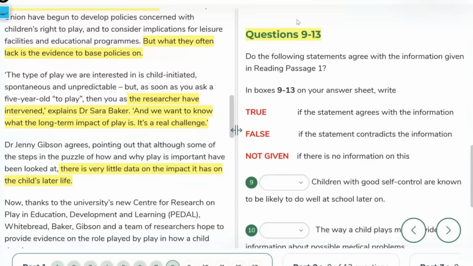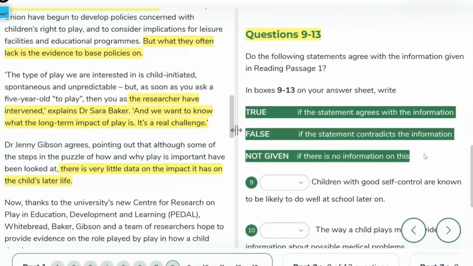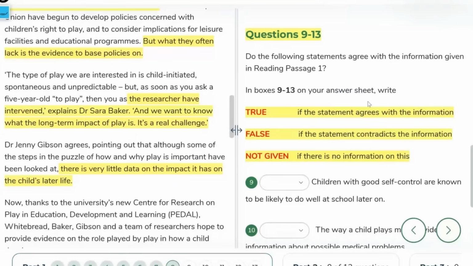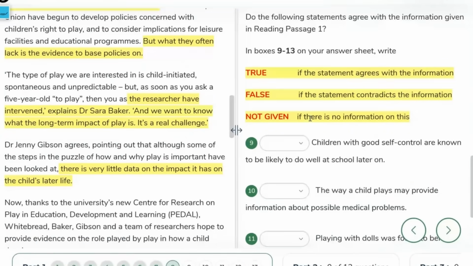True, false, not given is a very important question type. In every IELTS exam, there are 10 to 15, or sometimes 10 to 20 true, false, not given, yes, no, not given type of questions, which we have to solve, okay? So this is where they say true, false, not given, okay? Now, let's get started. First, we read the question and we find the clue word. Next, we go to the passage and we scan that clue word. And then we look for the answer.